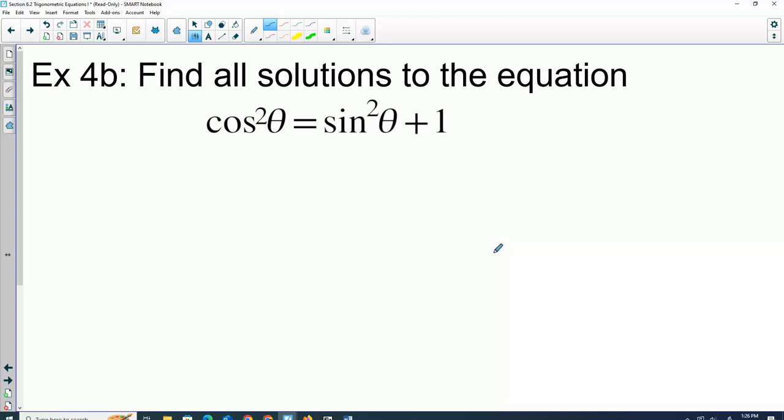This one, we can't just factor it because they don't even have the same trig function. But we still have all of our identities. We know sine squared plus cosine squared is equal to 1, but I don't have sine squared plus cosine squared. We also have talked about using variations of that. So we could do that to replace one of these. For instance, if I want to replace cosine squared, what is cosine squared equal to?